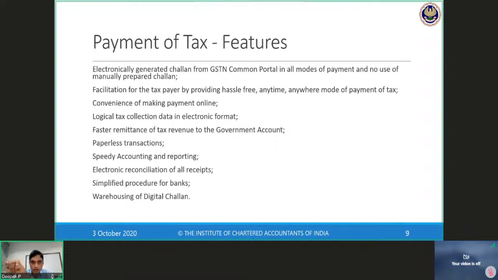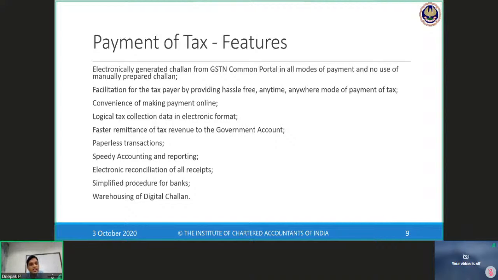Convenience of making payment online, fine. You can make the payment online anytime. No problem. Just log into your bank, go to the GST portal, mention the bank details. This will get redirected to the bank account. Put your bank credentials, and then the payment is made.